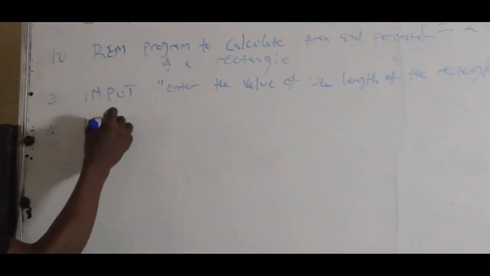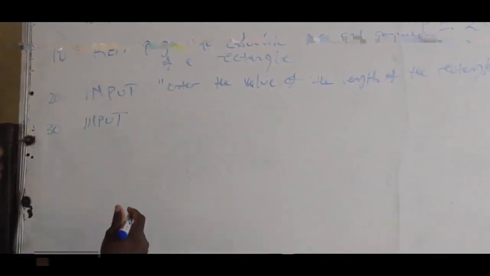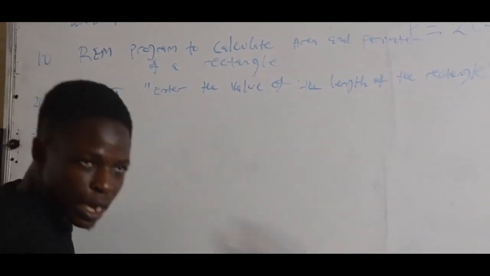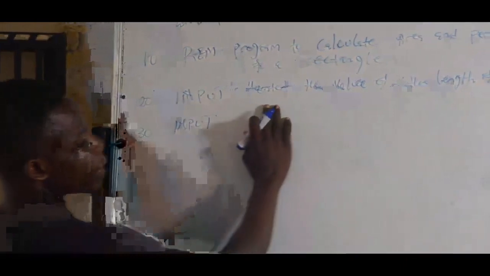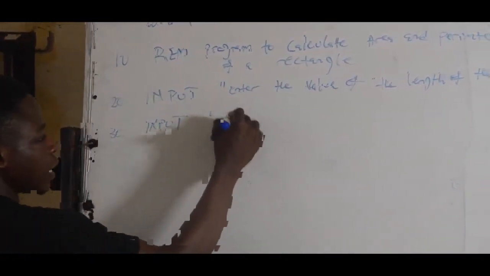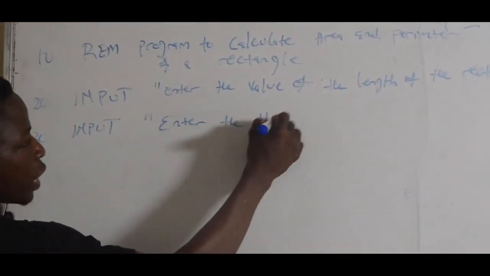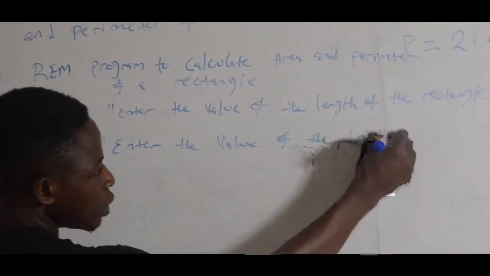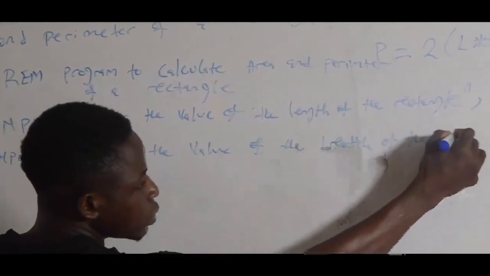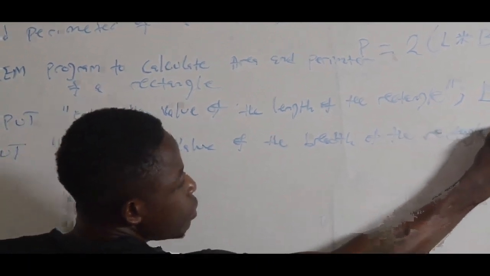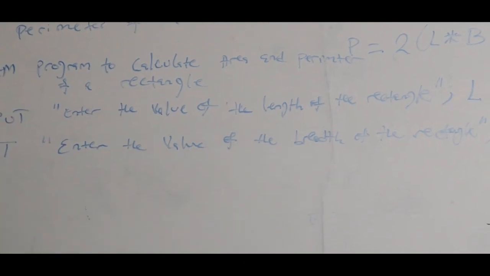So the next one, which is line 30, we still INPUT. Input is a command to the user. We are just sending a command to the user to input this. And what should they input? That's why we say enter the value of the length of the rectangle. So here we now say enter the value of the breadth of the rectangle. And this will be B. So now we have our length and we have our breadth.